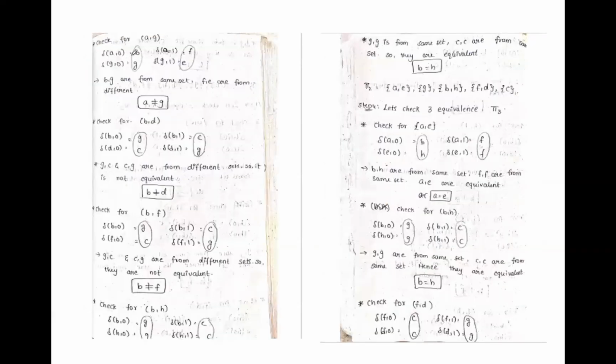So here A on 0, E on 0, A on 1, E on 1, get the values from the transition table. And here B and H are present in the same set. As both of them are F only, they are present in the same set. So we can say that A is equivalent to E. Now you need to check this A comma G. So here B and G, check them. Here B is present in one set and G is present in a different set.